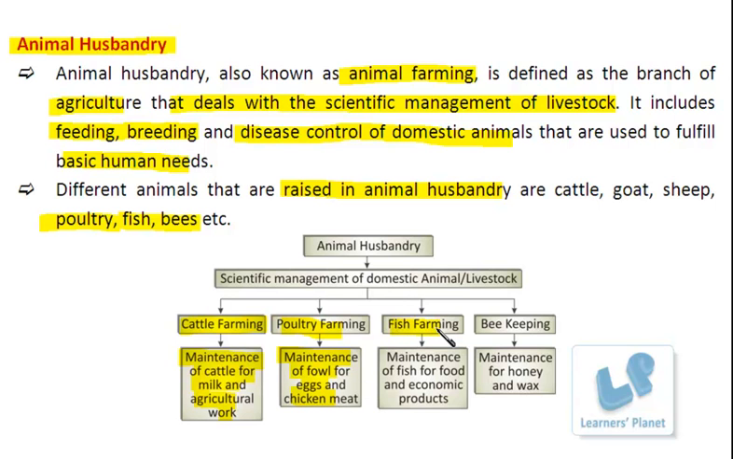Then comes fish farming. Now this fish farming is, of course, for fish production, and this production is done for two different purposes, that is food products and other medicinal or economic products. Then comes beekeeping, and usually beekeeping is done for honey and wax production. It is the maintenance of honeybees for honey and wax production. So here just 4 branches of animal husbandry have been highlighted as per syllabus. So let us study each type in detail.